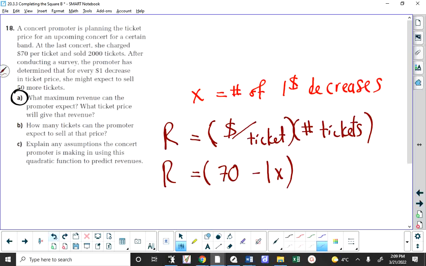What about the number of tickets sold? Well, it says that when you lose $1 per ticket price, you sell 50 more tickets. So the number of tickets sold will be the original number, which is 2,000, plus 50x. Because for each X you gain 50 tickets.